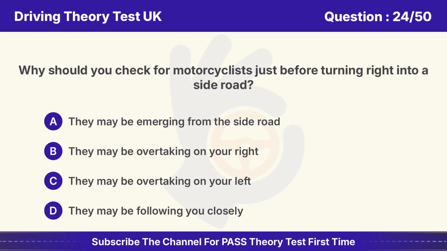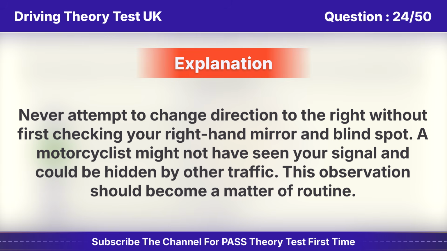Question 24. Why should you check for motorcyclists just before turning right into a side road? Answer is B. They may be overtaking on your right. Never attempt to change direction to the right without first checking your right-hand mirror and blind spot. A motorcyclist might not have seen your signal and could be hidden by other traffic. This observation should become a matter of routine.